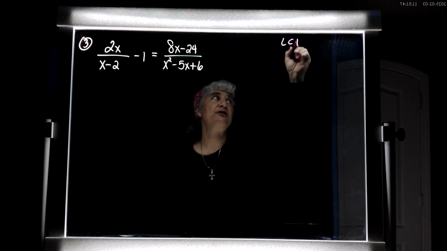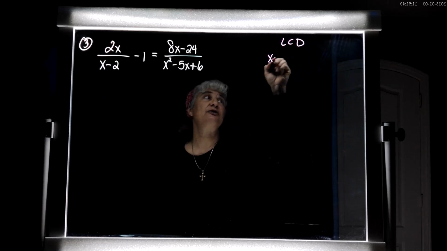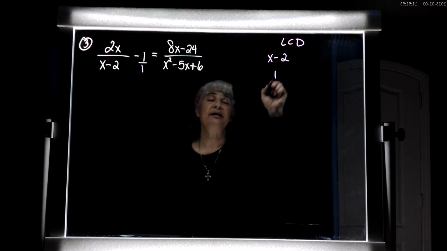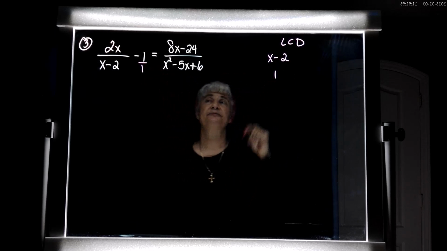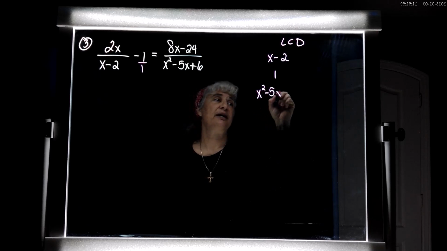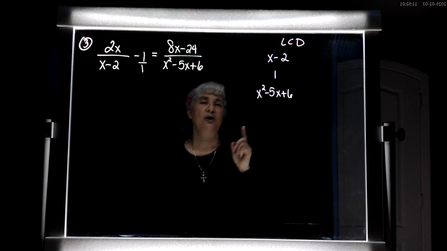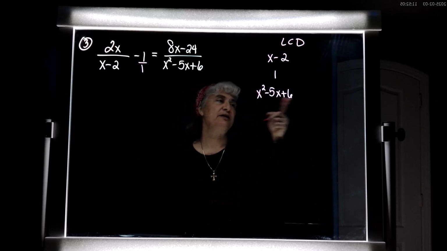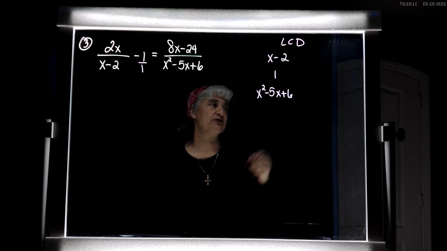Okay, so the first denominator is x minus 2. The second denominator is a 1. And even though it's a 1, write it in there. Third denominator is x squared minus 5x plus 6. Okay, so just like the last problem, that square tells me that this is more than likely going to factor.